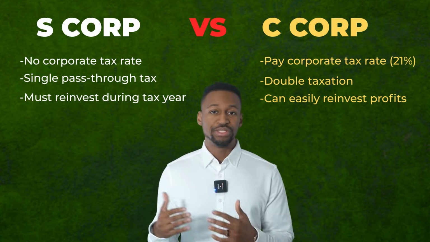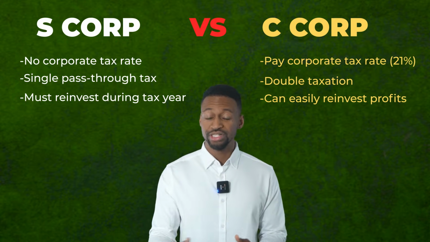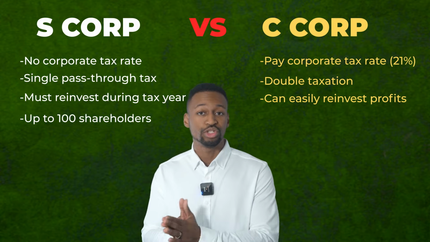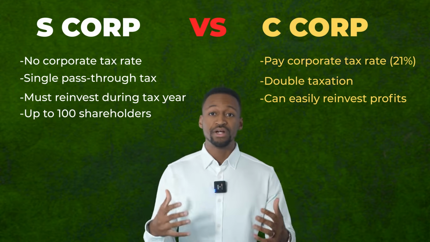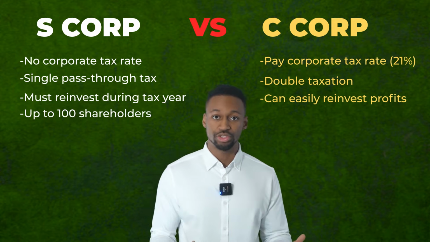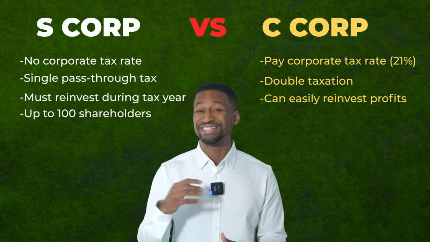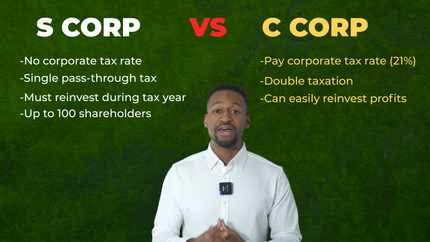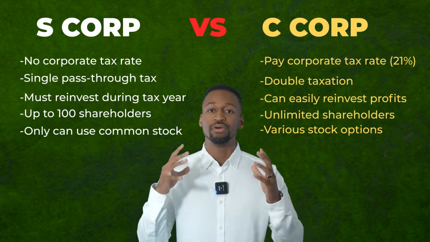Another big difference between the two is, remember when I said earlier that an S-Corp can have up to 100 shareholders? Well, that is very cool compared to other entity structures, but when compared up against the C-Corp, C-Corps can have unlimited shareholders and offer various stock options. So those would be some of the major differences between an S-Corp and C-Corp, but overall, these are two very powerful business entities and should be used strategically.